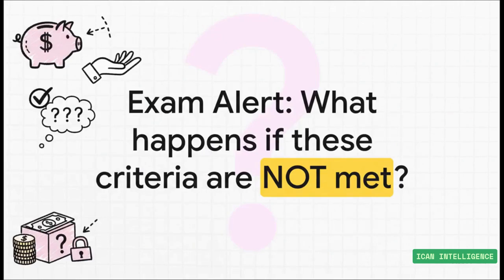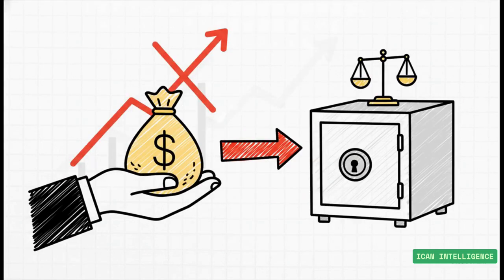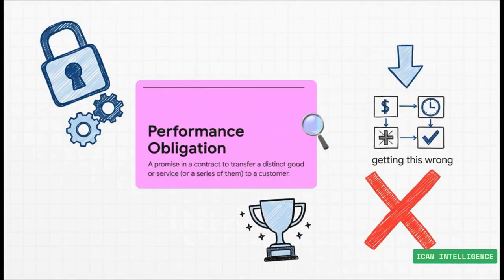Okay, exam alert. This is one of the examiner's favorite little traps. They'll give you a scenario where at the beginning, you're not so sure you'll get paid. The probable collection criterion isn't met. So what do you do if you've already received cash from the customer? And here's the knockout rule. You cannot recognize revenue, period. Any cash you've received is not yours yet. It's a liability. It sits on your balance sheet, basically saying, I owe something for this cash. You can only recognize it as revenue later if the contract becomes valid or if the contract is canceled and the payment is non-refundable.